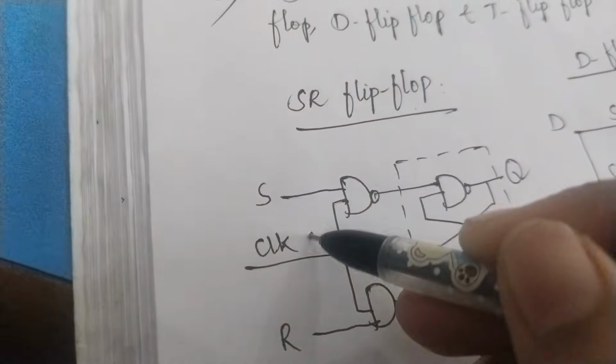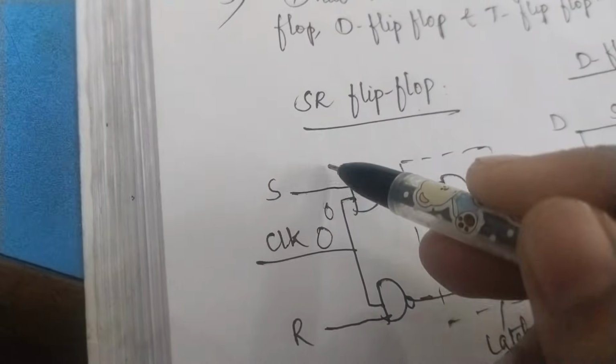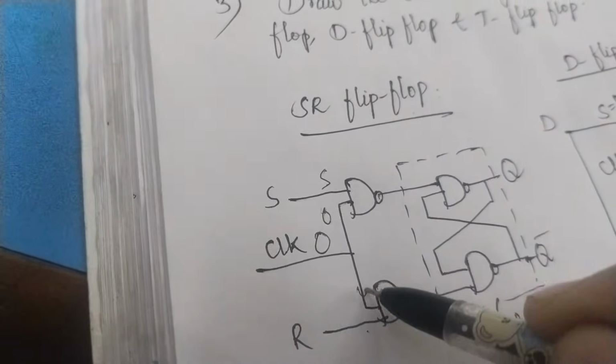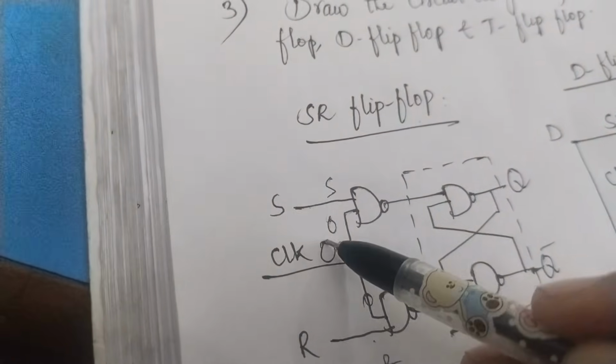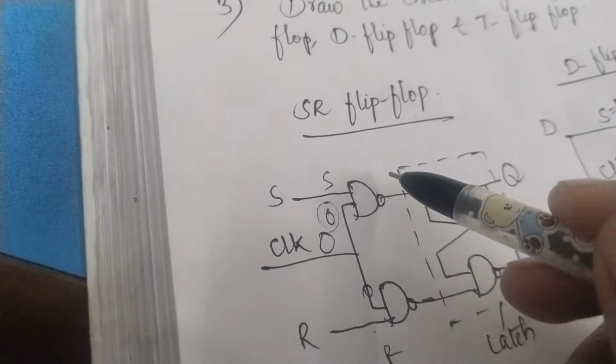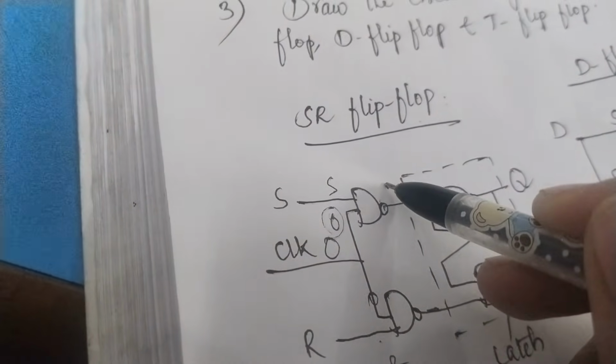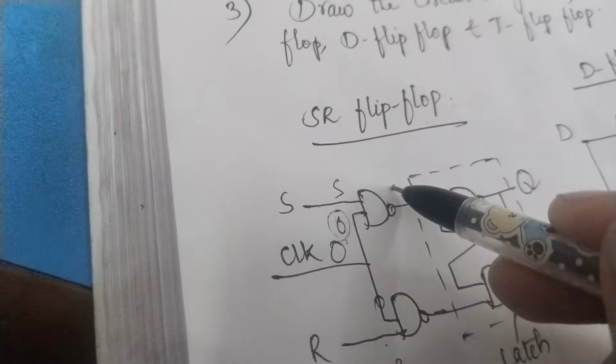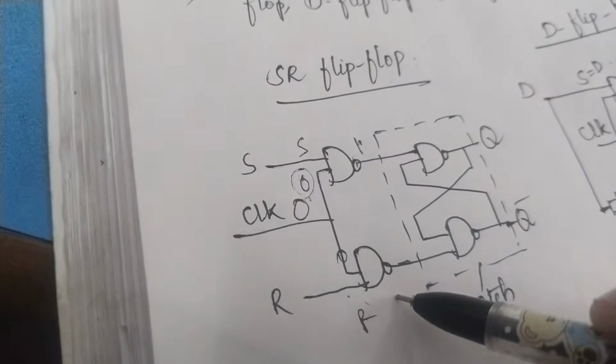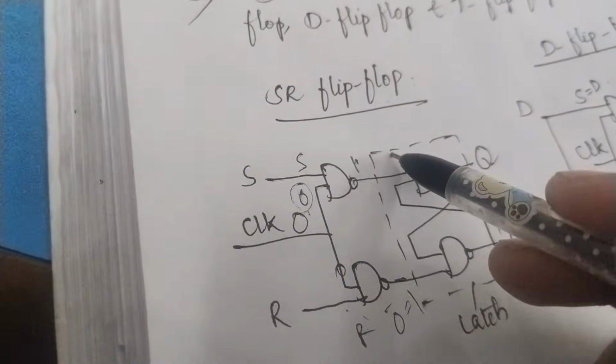See, if clock is 0, this input is 0, here it is S, here it is R. So if one of the inputs of the NAND gate is 0, what is the output we get? 0 into S is 0, and 0 bar is 1. 0 into R is 0, and 0 bar is 1. So this input is 1.